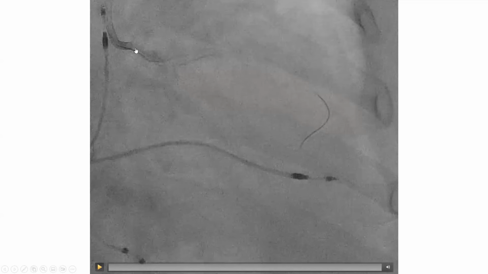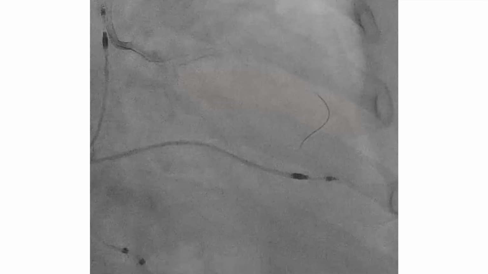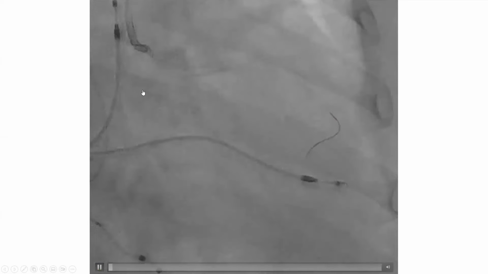And that's what we did here. We encountered difficulty advancing a balloon. Instead of stepping up to laser or rota for a balloon uncrossable lesion, the first reflex here, since I crossed so many stent layers, is to actually rewire. And this is how we rewire.